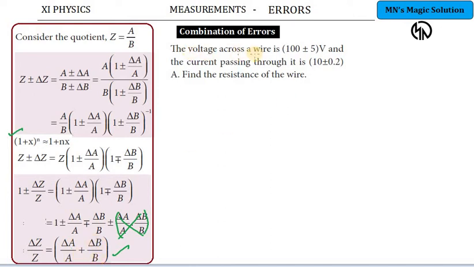The voltage across a wire is given as V plus or minus del V to be 100 plus or minus 5 volts. The current passing through it, I can take as I, which is 10, plus or minus del I, which is 0.2. Find the resistance of the wire. So first of all, resistance is equal to V by I is the formula. So what is the value of V? It is 100 divided by I, which is 10. So this gives us 10 ohms.